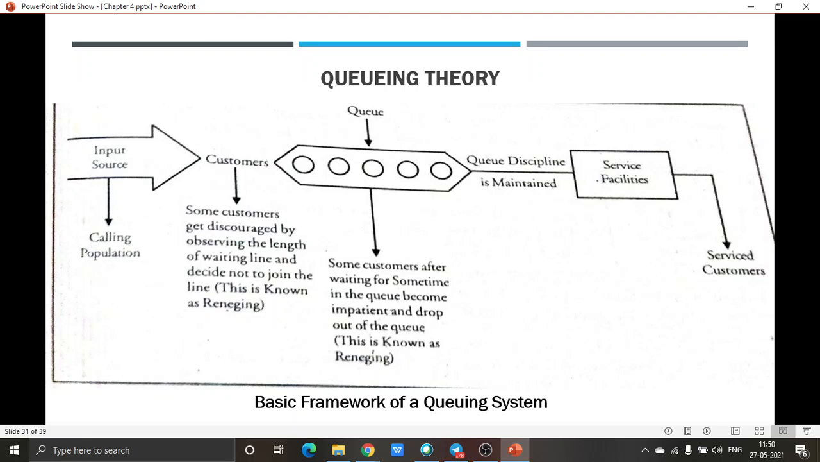Conversely, by decreasing the number of service facilities, the cost of customer waiting gets increased, but it decreases the cost of idle facilities. So, the main aim of this queuing system is to help management in designing one such system which minimizes the sum of the cost of customer waiting and the cost of idle facilities.